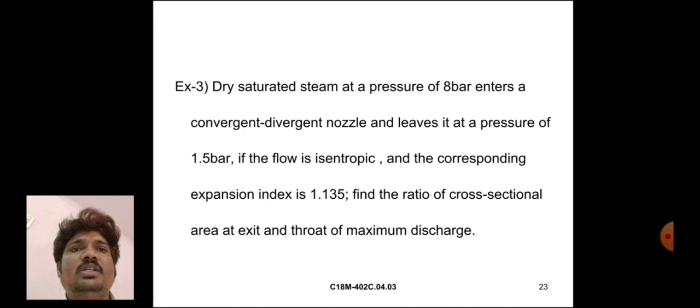Third problem. Dry saturated steam at a pressure of 8 bar enters a convergent divergent nozzle and leaves it at a pressure of 1.5 bar. If the flow is isentropic and the corresponding expansion index is 1.135, find the ratio of cross sectional area at exit and throat of maximum discharge.